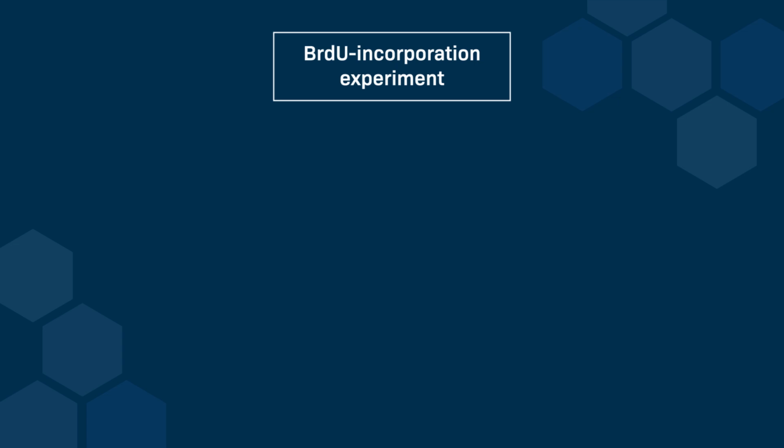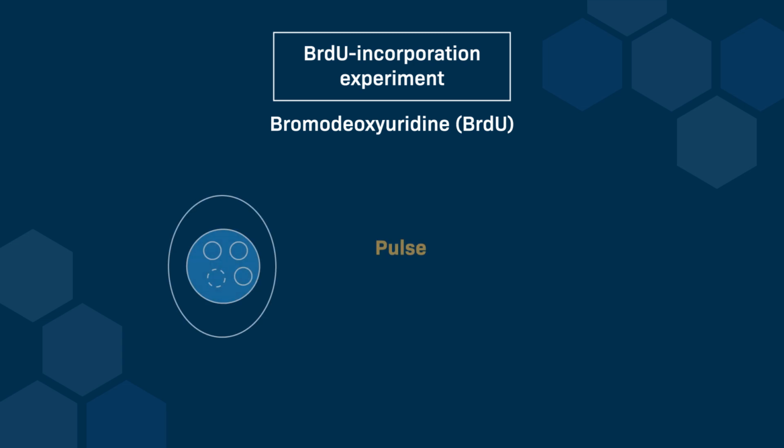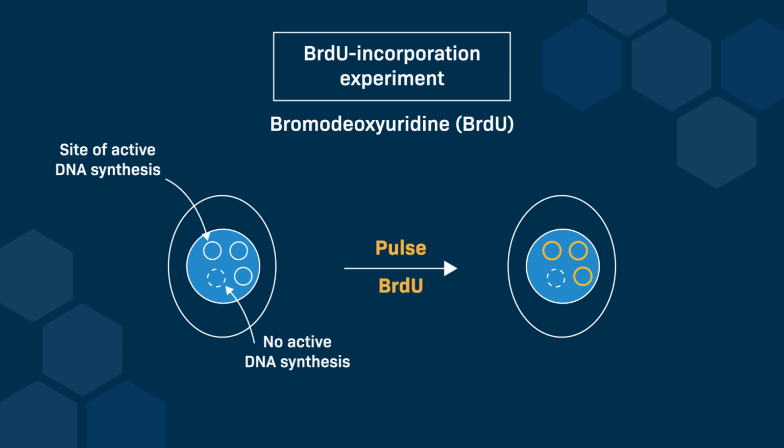The first step is to perform a pulse-chase BrdU incorporation experiment. BrdU, or bromodeoxyuridine, is a structural analog of thymine that can be incorporated during DNA synthesis. During the pulse phase of the experiment, the AT-rich regions of the DNA that are actively synthesizing will incorporate the BrdU. Thus, the AT-rich sites of initiation of replication will be labeled, presumably at the AT-rich 13-mers.